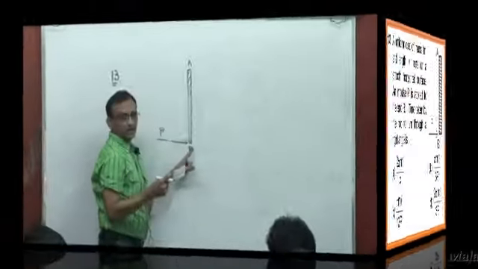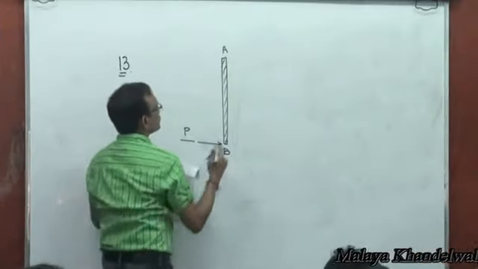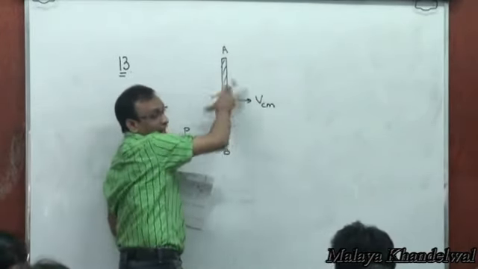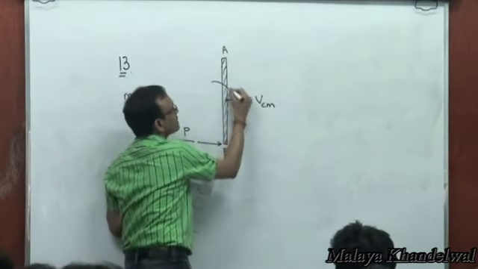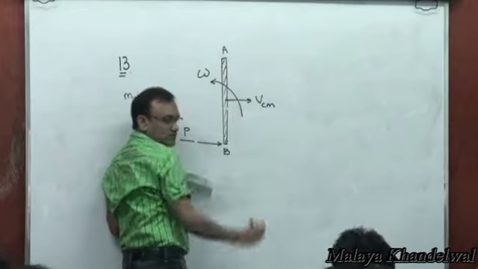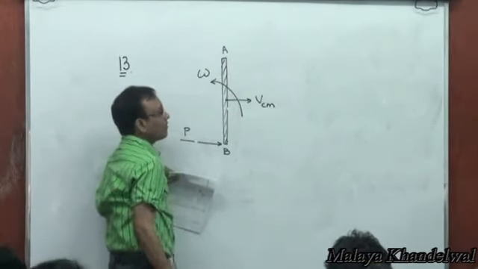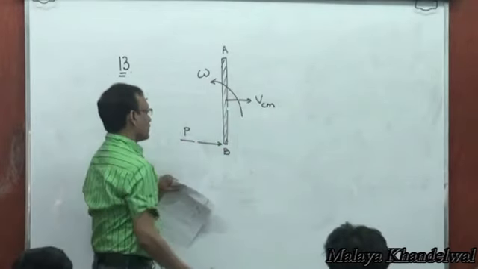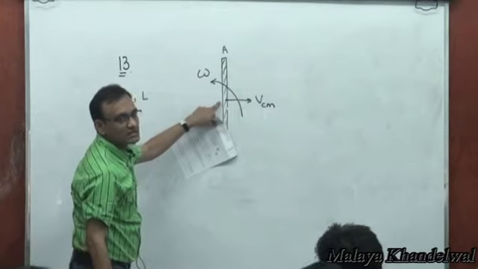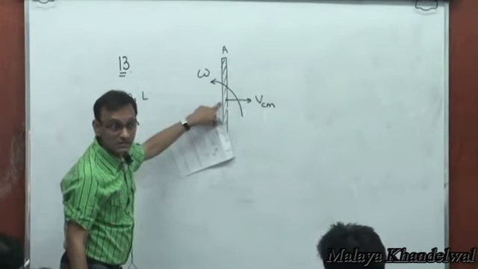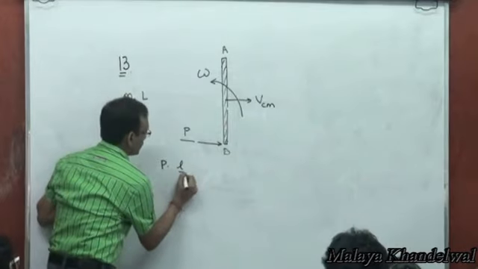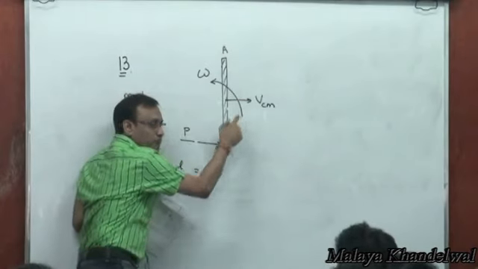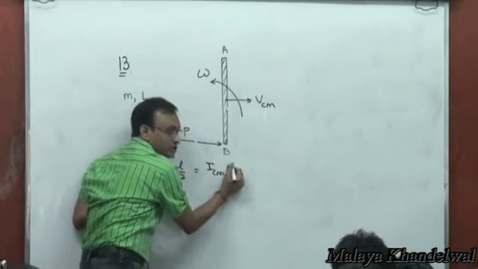An impulse is applied to the rod, a force for a short time, which results in a VCM, and this impulse produces an anticlockwise angular impulse about the center of mass. So that results in an anticlockwise omega. Angular impulse produces omega, and linear impulse will produce VCM. Right? So, what's the angular impulse about the center of mass? P into L by 2 is the angular impulse. It must be the change in angular momentum about the center of mass. Final angular momentum about the center of mass is ICM omega. Initial angular momentum was zero.